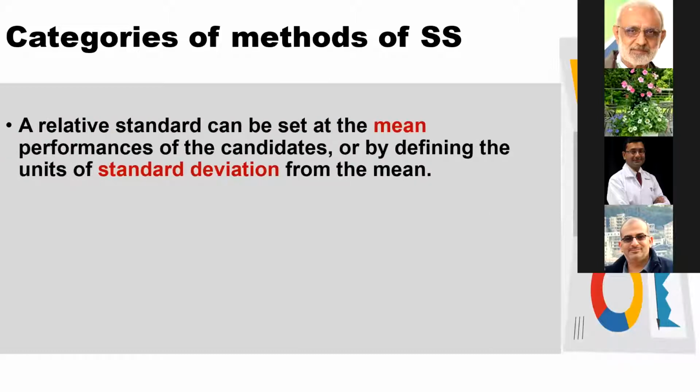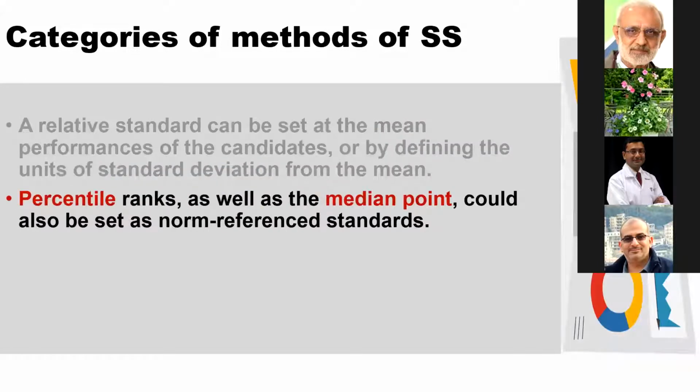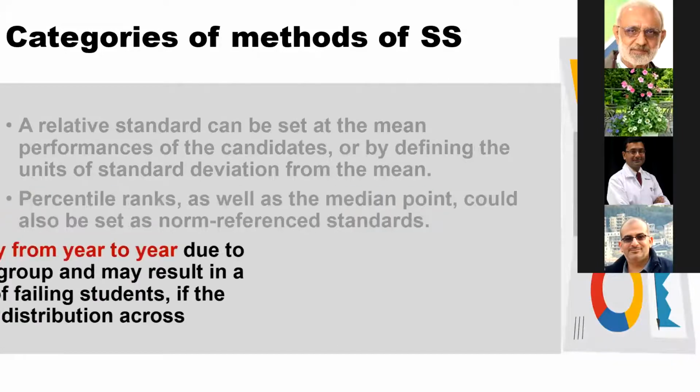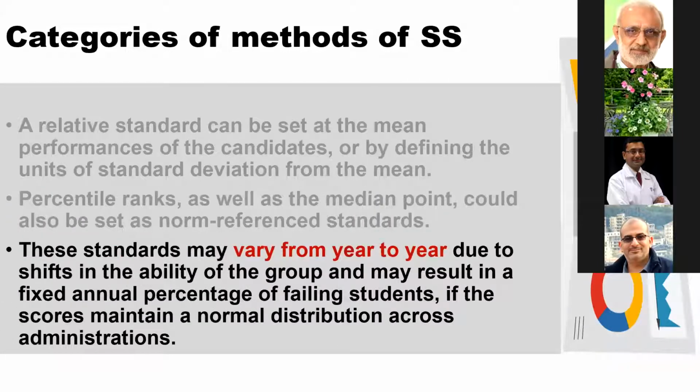A relative standard can be set at the mean performance of the candidates or by defining the units of standard deviation from the mean. Percentile ranks as well as median point could also be set as norm reference standards. These standards may vary from year to year due to shifts in the ability of the group and may result in a fixed annual percentage of failing students if the scores maintain a normal distribution across different examination administrations.